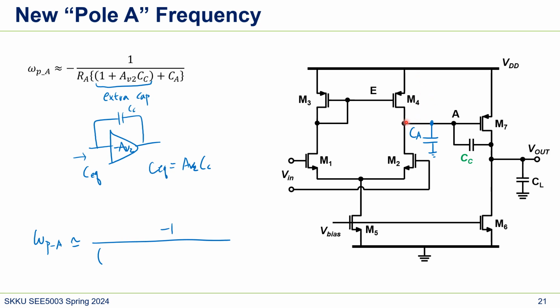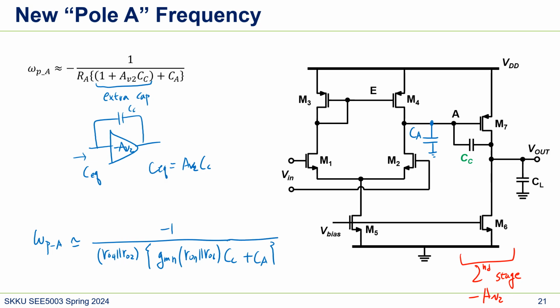And this omega PA can be rewritten as minus 1 over RA. The resistance looked at here is these two parallel resistors, RO4 and RO2. And the gain is GM7 times RO7 parallel RO6, because what we need is the second stage gain, and the second stage is here. This times CC, plus CA. That's our new modified pole, intentionally made slower, right? A new dominant pole. This is the dominant pole now. Dominant means the slowest, I mean lowest.